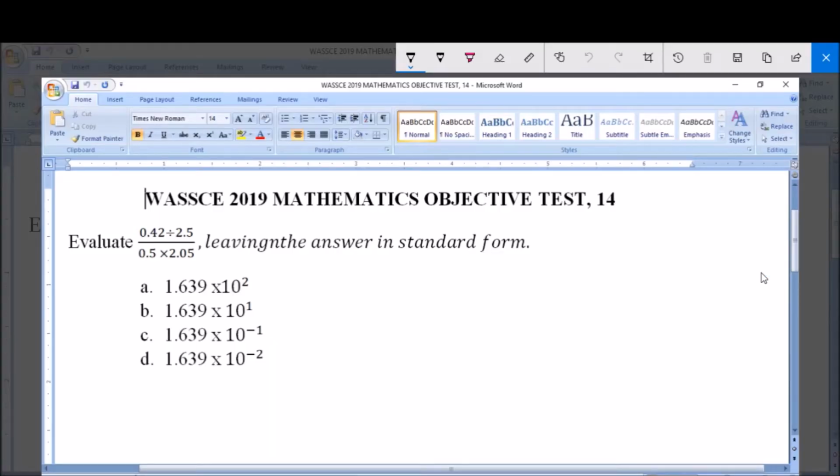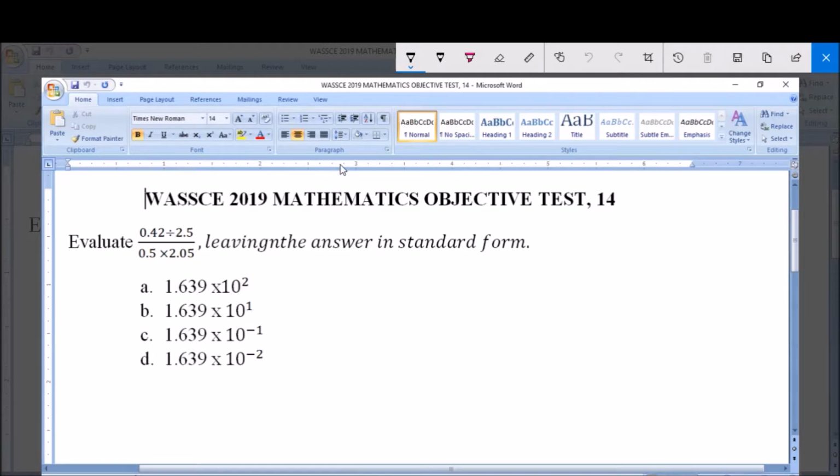Today we'll be dealing with WAEC 2019 Maths Past Question 14. It says evaluate 0.42 divided by 2.5 all over 0.5 multiplied by 2.05. Now the question is asking us to leave our answers in standard form.